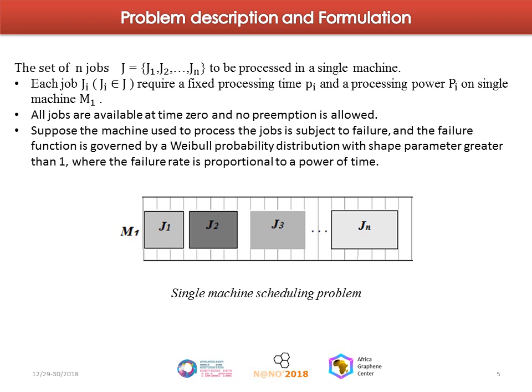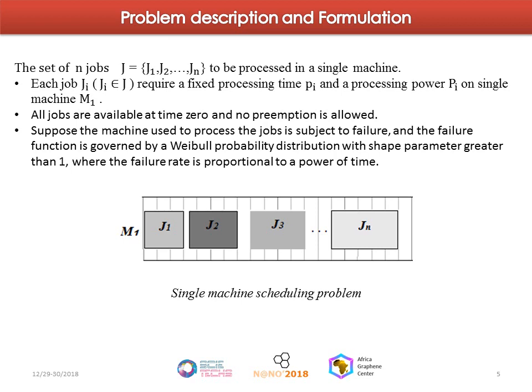Obviously, the failure rate of the machine is an increasing function of time. The system is subject to deterioration with use, so PM needs to be performed. For some other kinds of failure functions, such as the exponential distribution, the failure rate is constant, so it is not necessary to perform PM. This is out of our discussion.